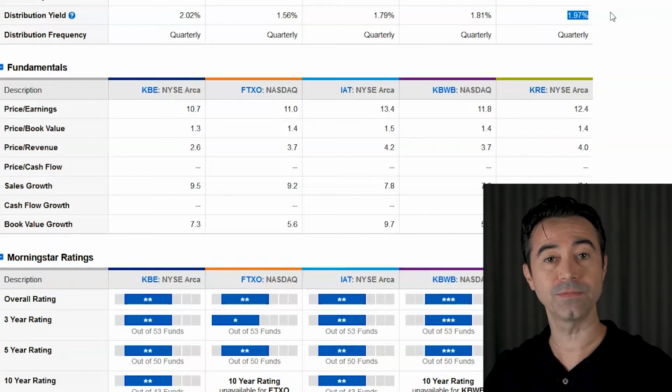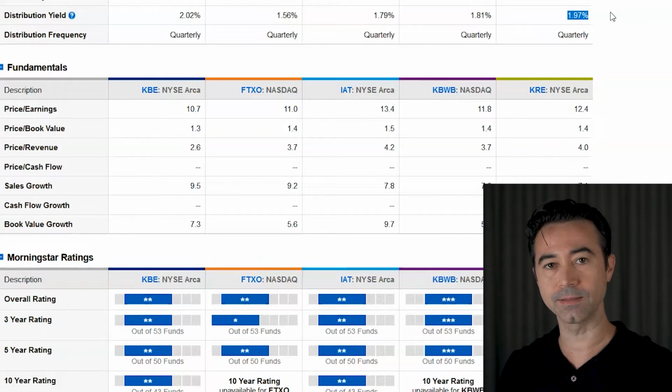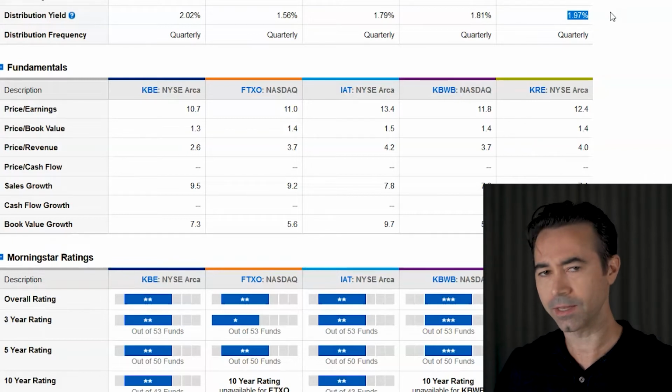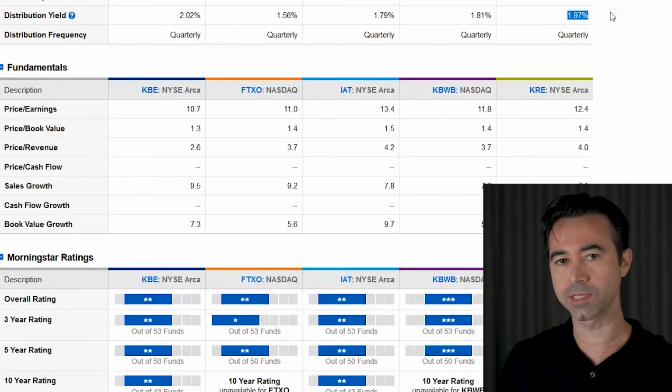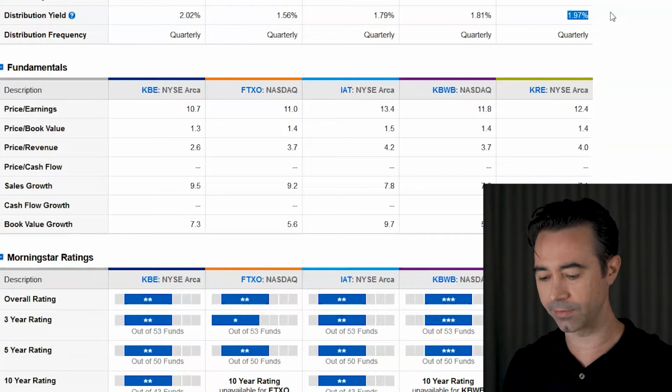So these all have decent yields. They're all decently yielding ETFs. They're not huge. You're not getting 5% yields, but you're getting almost 2%. So you're definitely getting a little bit of yield on these things.